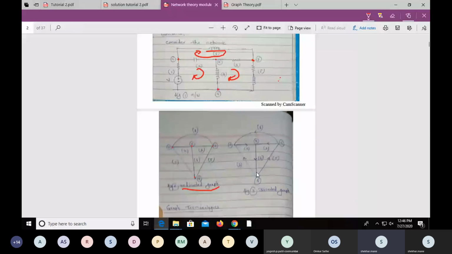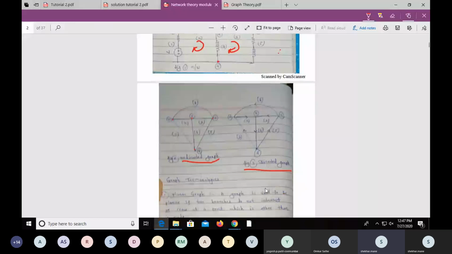Each branch of a graph may be given an orientation or a direction with the help of arrowhead, which represents the assigned reference direction of the current. Then such graph is referred to as directed or oriented graph. So this figure number 3 is directed graph. Here you can show direction as per your wish. So after giving the direction, it is called as a directed or oriented graph.